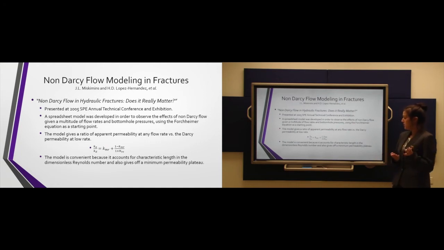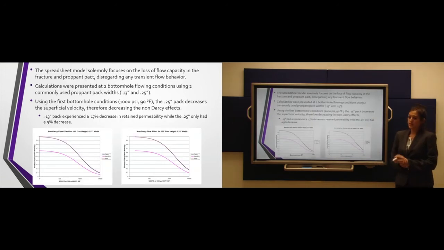Alright, the model is convenient because it accounts for characteristic length in the dimensionless Reynolds number, and it also gives off a minimum permeability plateau. So they designed the spreadsheet model in Excel to solely focus on the loss of flow capacity in the fracture and propped pack, disregarding any transient flow behavior or any other outside behaviors that could affect it. Calculations were presented at two bottom hole flowing conditions using two commonly used propped pack widths, 0.13 centimeters and 0.25 centimeters. The first bottom hole conditions were 1000 psi and 90 degrees Fahrenheit.